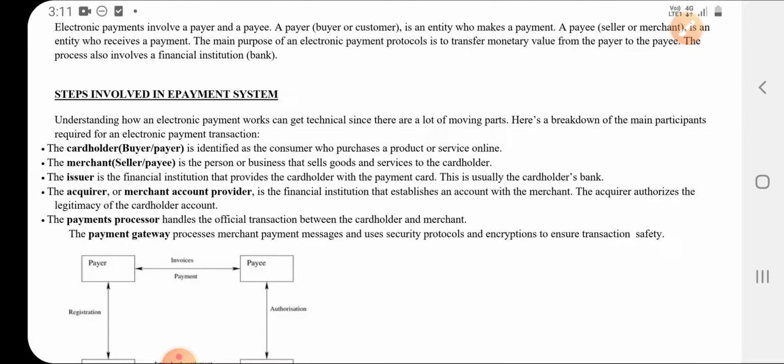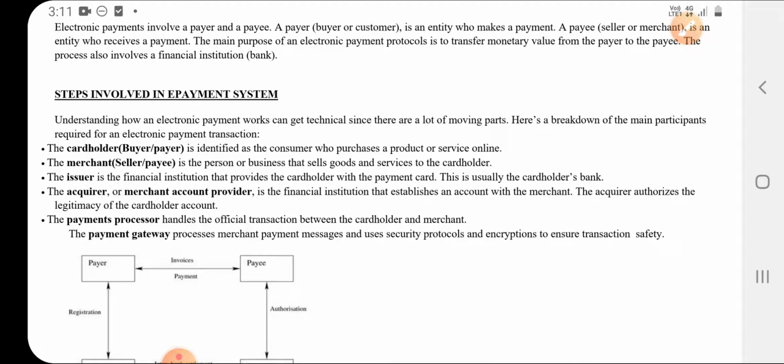And at the other side, the business person who is selling also may have an account. He is getting the amount from you and he has to store it in some account, so he has to be connected to some other financial institution. That financial institution is called acquirer or merchant account provider.